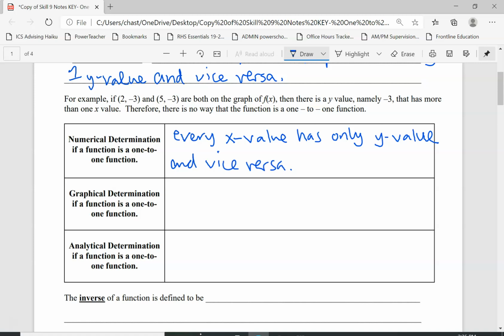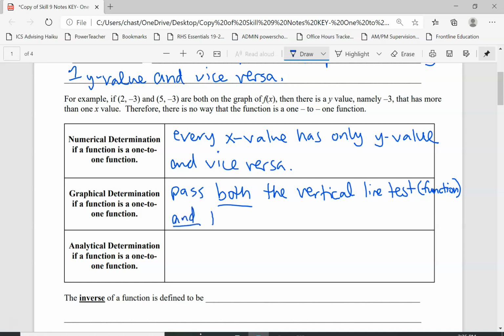The graphical determination: a graph must pass both the vertical line test, that's just to see if it's a function, and the horizontal line test, and that will determine if it's one-to-one. The vertical line test just tells you that you have a function. The horizontal line test makes sure that there are no y values that have multiple x values.